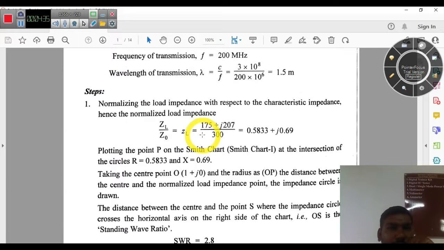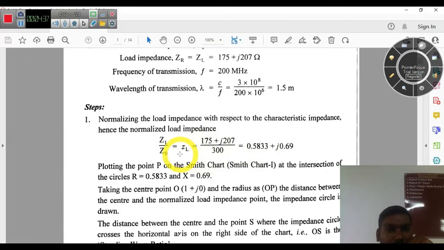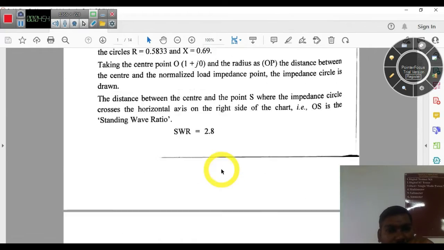And we will go for the problem. First you have to do the normalization here. ZL by Z0 is equal to ZL, which is 175 plus j207, divided by 300. We just divide the value by 300, so we can write it in terms of 0.5833 plus j0.69. You have to mark these 2 points on the transmission parameters in terms of the Smith chart.